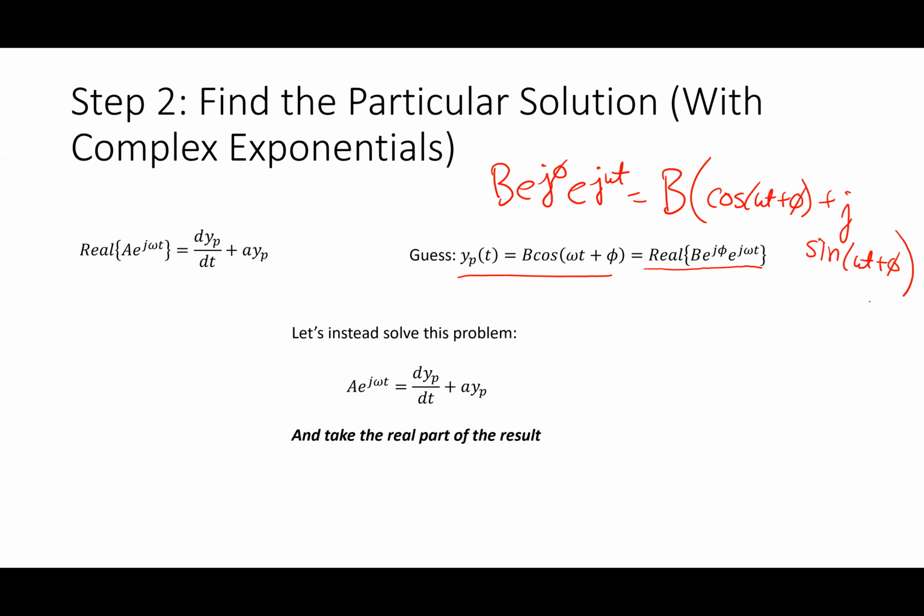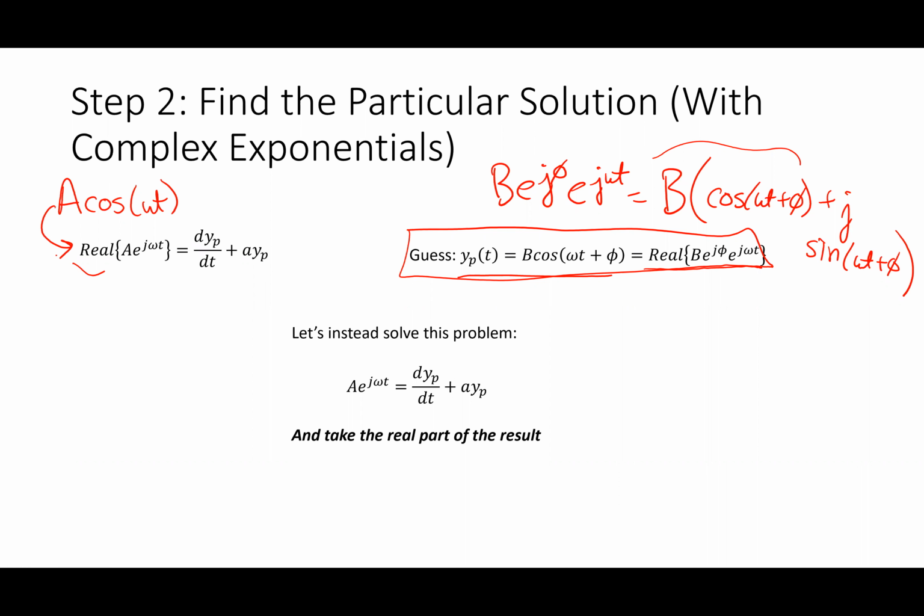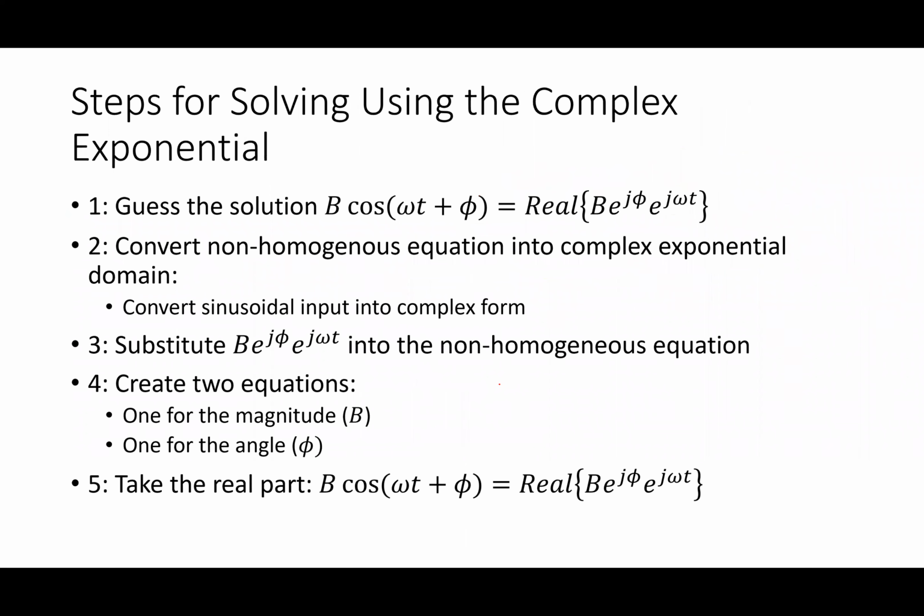And we're going to take the input, which was A cosine omega t, and convert it to say it's the real part of A e to the j omega t. Then I'm going to say, you know what? I'm going to forget about this whole real part, imaginary part thing. I'm going to solve this equation right here, A e to the j omega t equals this thing, and then take the real part of the result. Okay. So the process is going to be this.